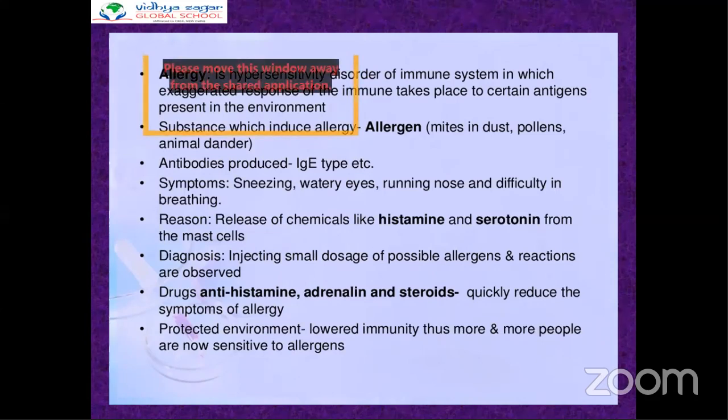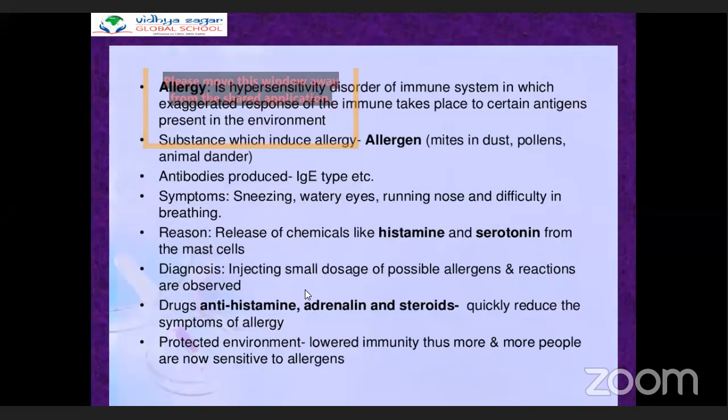Okay. So, where are these mast cells present? In our blood only. Okay. Near the connective tissues you can find the mast cells, and in your blood also you can find them. Diagnosis, how to diagnose? Injecting a small dosage. See, when you are going for some test, they will make a circle in your hand and inject in that particular place. Some drugs they will test in your body, whether it is showing allergy or whether it is reacting with your body, by making a circle in your hand.